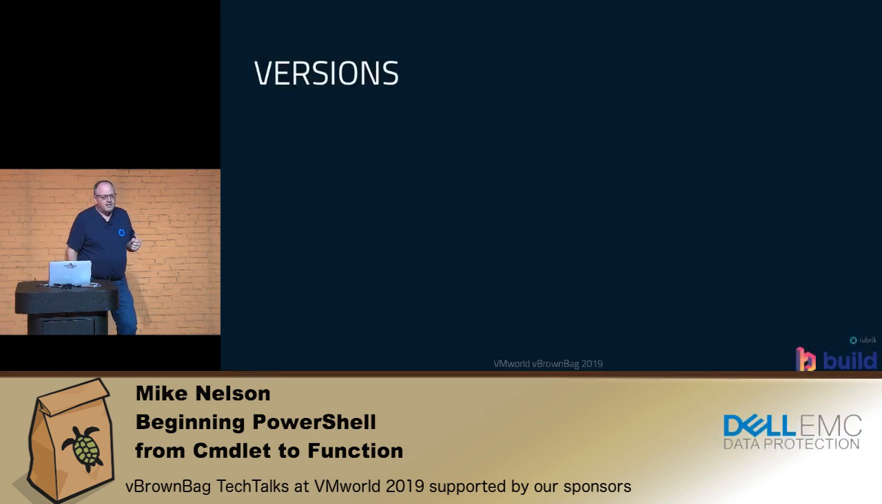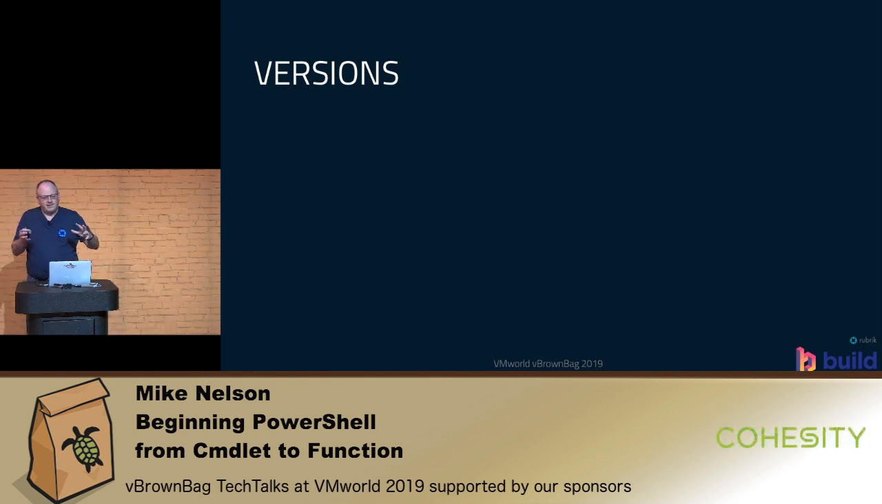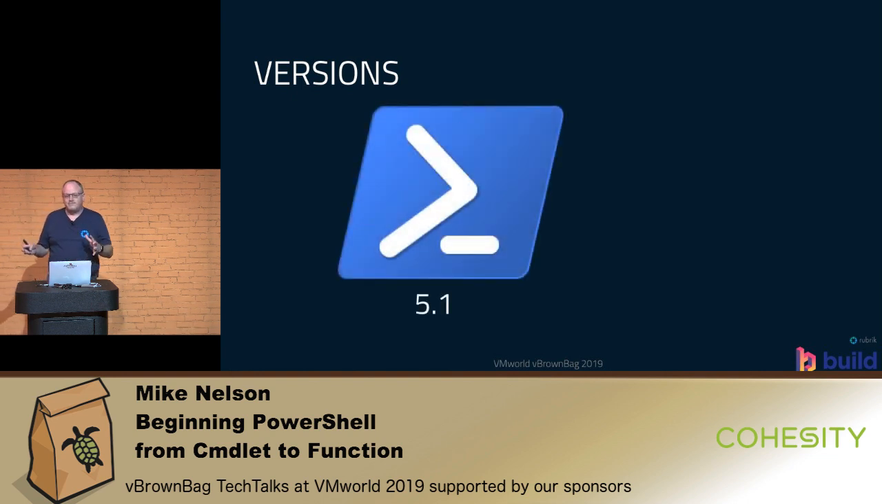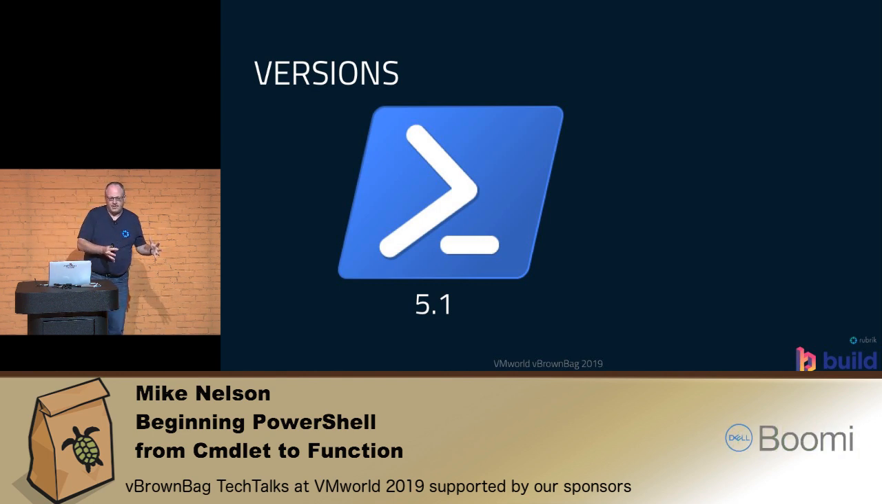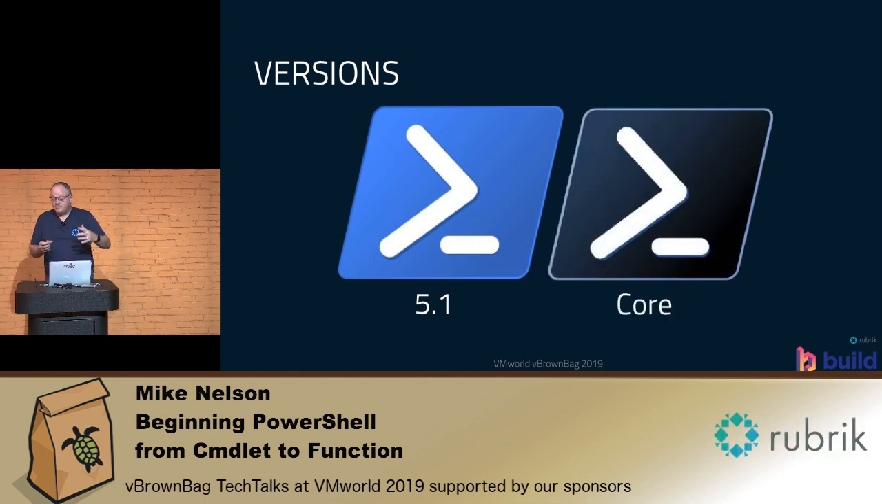So the first thing I have to talk about is the versions of PowerShell that are available, because it's kind of a mismatch of different versions that Microsoft has been putting out. The first thing is 5.1. 5.1 is a native PowerShell that's included in a lot of the operating systems. So when you install Windows 10, or Server 2012, 2019, 5.1 is what comes with it. But then they've come out with Core.